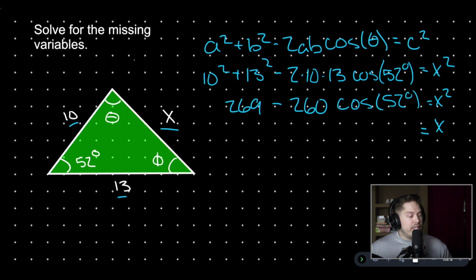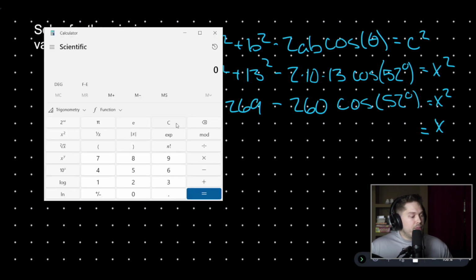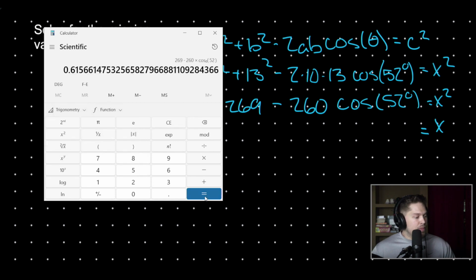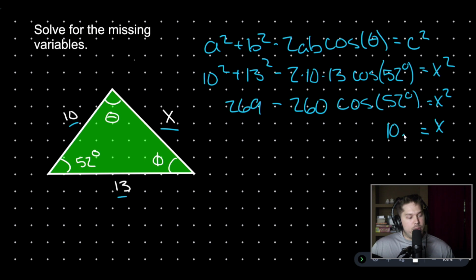So let's pull up our calculator and plug this in. So we have 269 minus 260 times the cosine of 52. And we get 108.9. And then we need to take the square root of this value. Take the square root, and we get 10.4. So let's just round it to 10.4. So x, I'm going to replace it with 10.4.